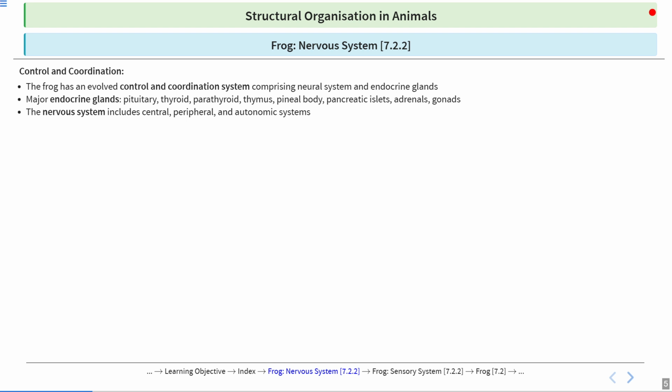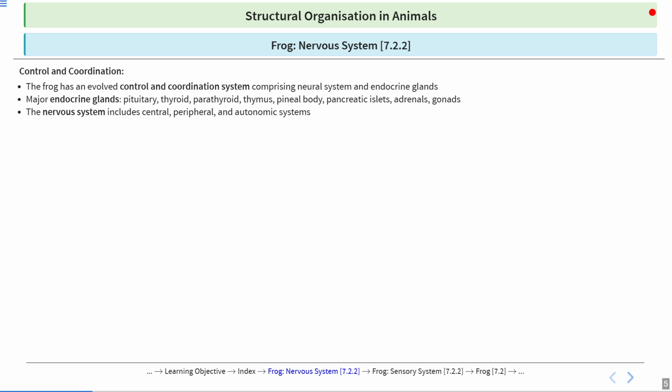Nervous system. Now, what does the nervous system consist of? It includes the central nervous system. The central nervous system consists of the brain and the spinal cord. And the peripheral nervous system will be there, and also the autonomic nervous system.